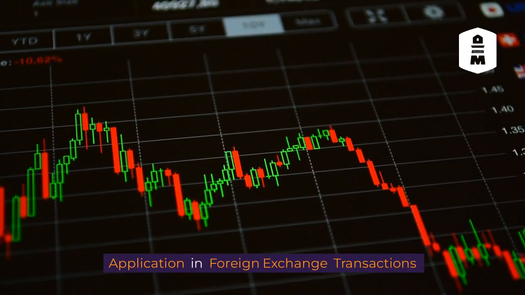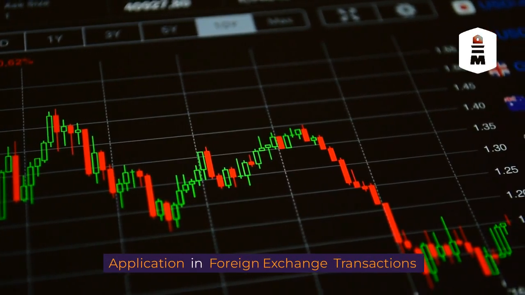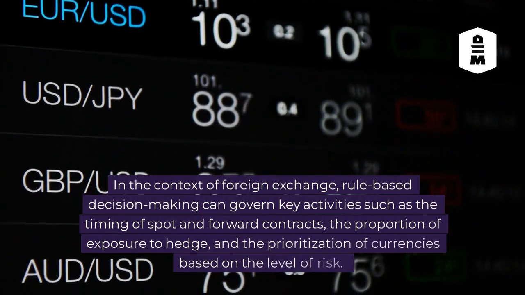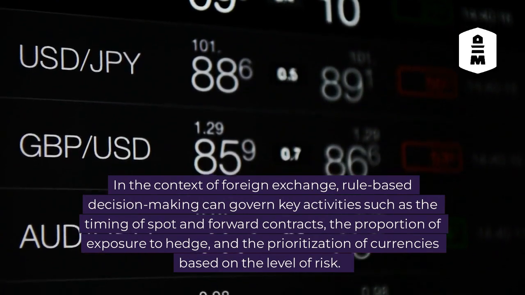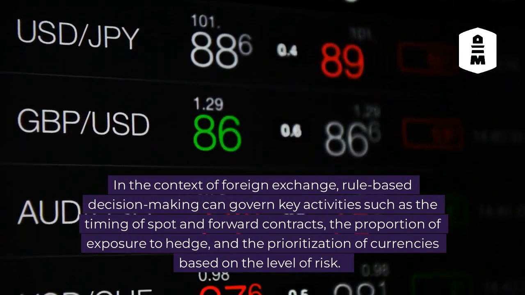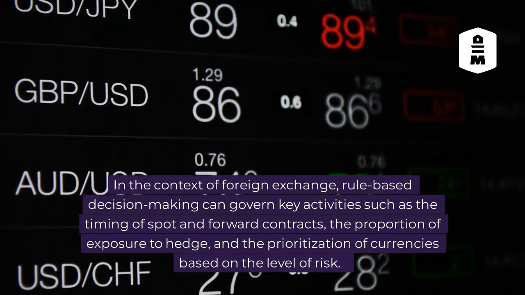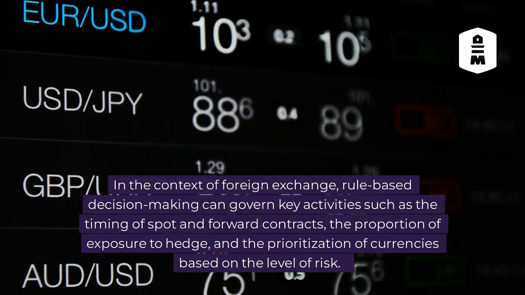Application in foreign exchange transactions. In the context of foreign exchange, rule-based decision-making can govern key activities such as the timing of spot and forward contracts, the proportion of exposure to hedge, and the prioritization of currencies based on the level of risk.